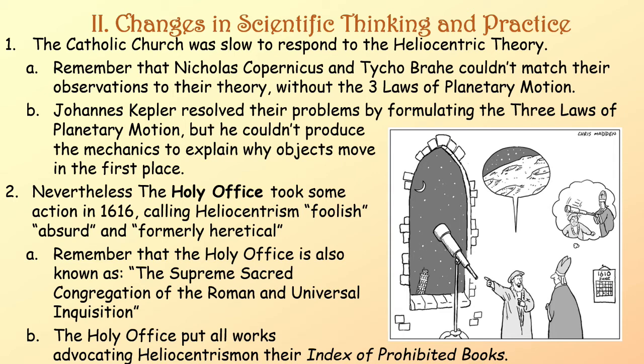Nevertheless, the Holy Office took some action in 1616, calling heliocentrism foolish, absurd, and formerly heretical. Now remember that the Holy Office is also known as the Supreme Sacred Congregation of the Roman and Universal Inquisition. The Holy Office put all works advocating heliocentrism on their index of prohibited books, which we studied when we talked about the Age of Reformation.